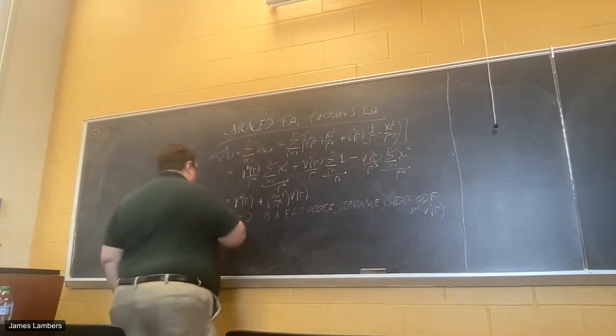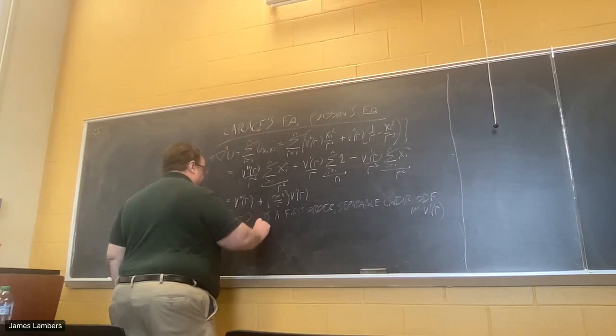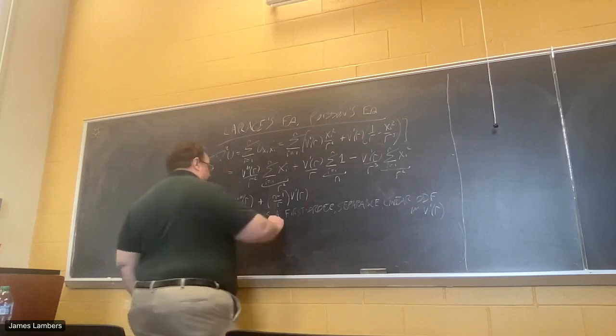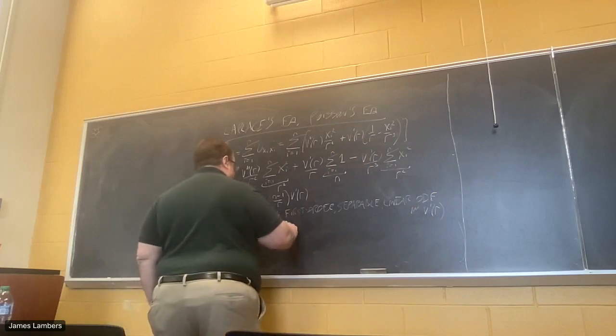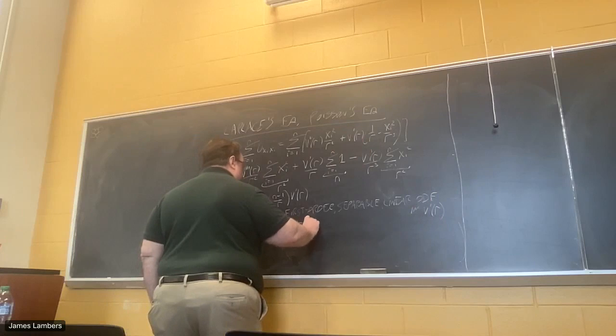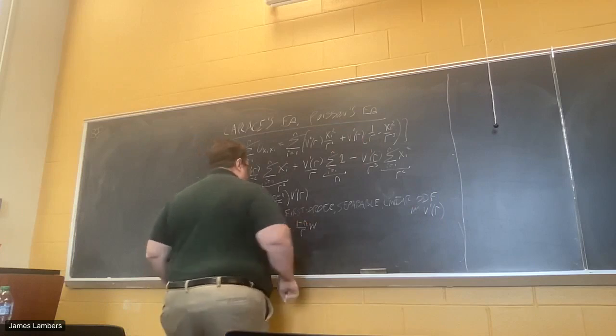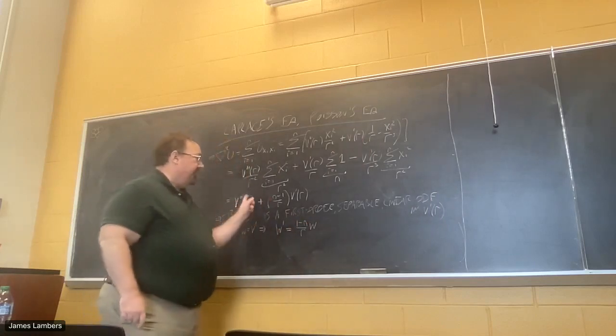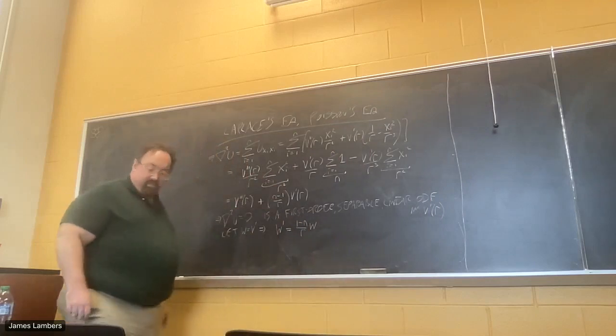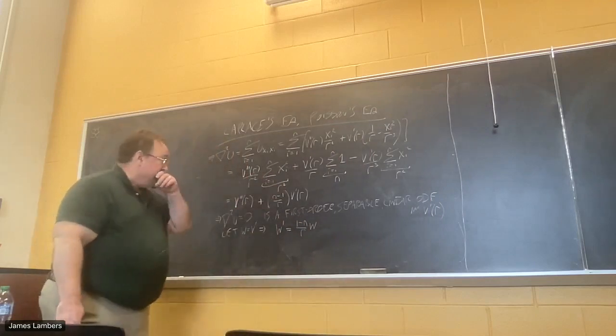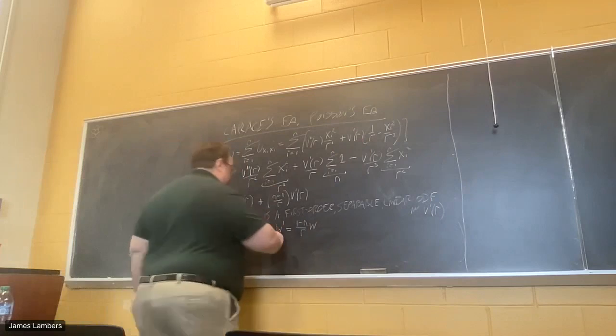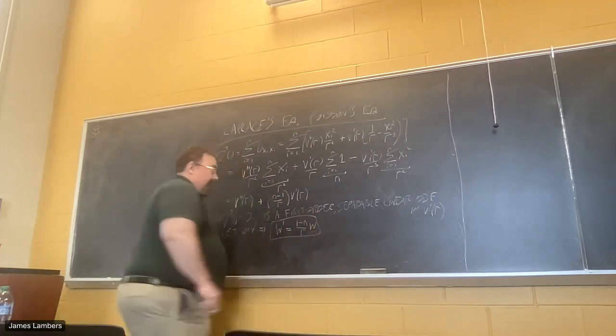So I'm going to let w equal v prime. So really what I have is w prime is equal to 1 minus n over r times w. That just comes from taking this part and moving it to the other side. So this is the ODE I now need to solve.